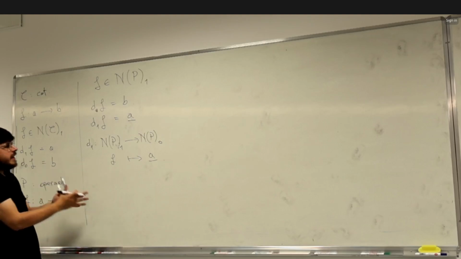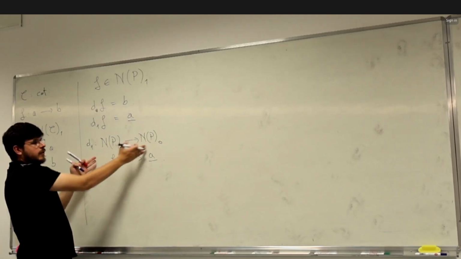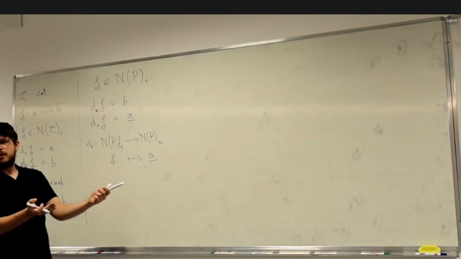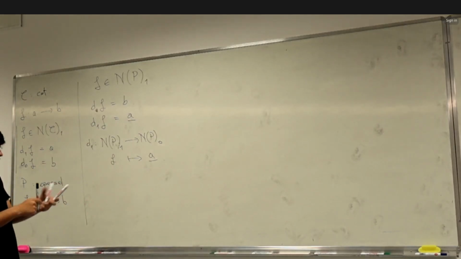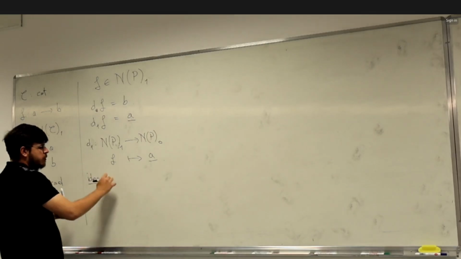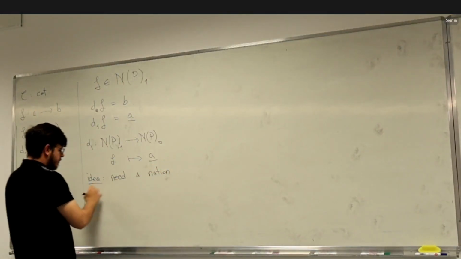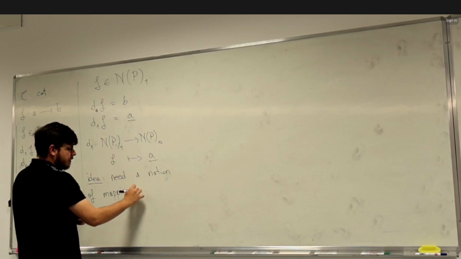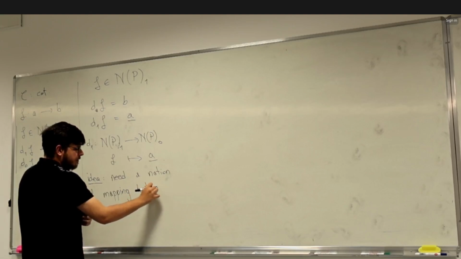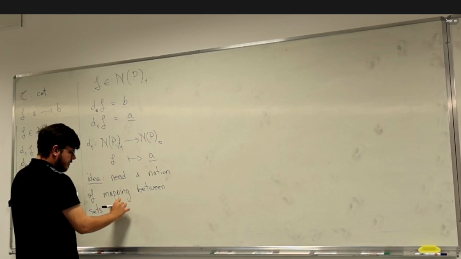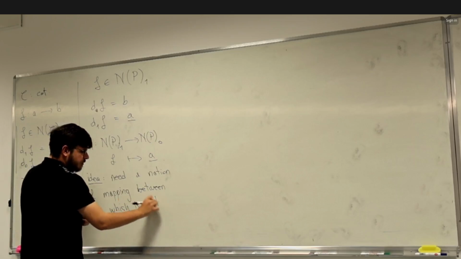So I need a notion of mapping which is not a function. A function would assign a single color, right? And so the idea is that we need a notion of mapping between sets which is not a function.